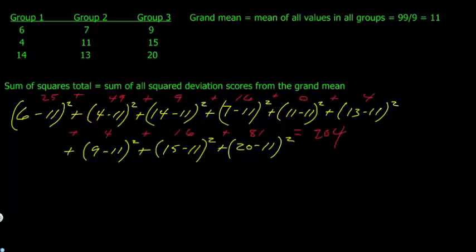In red here, I'm adding all of them up. 6 minus 11 is 5, and squared is 25. So you do that for all of these, and you add them all up, and you end up getting total sum of squares of 204. So that's the first thing we calculate. We will need to remember this 204 for the total sum of squares.